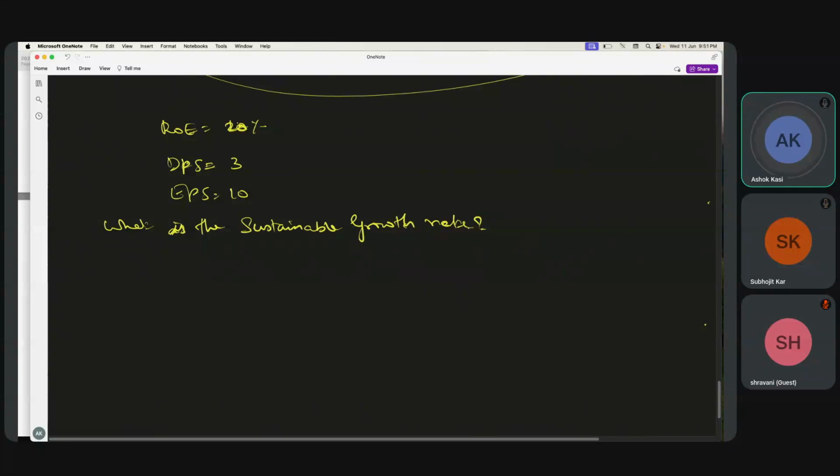Is it 0.14? No, there is a mistake. Shravani, are you doing? Yes, sir.